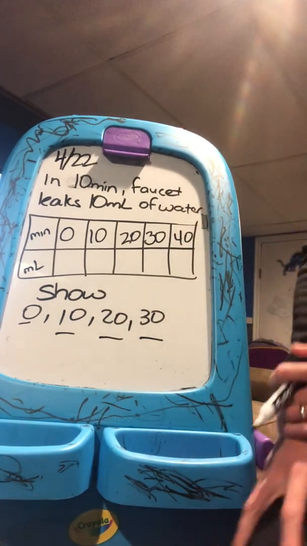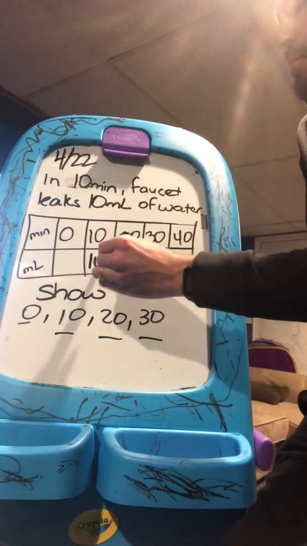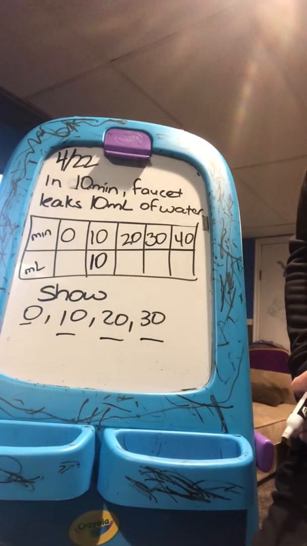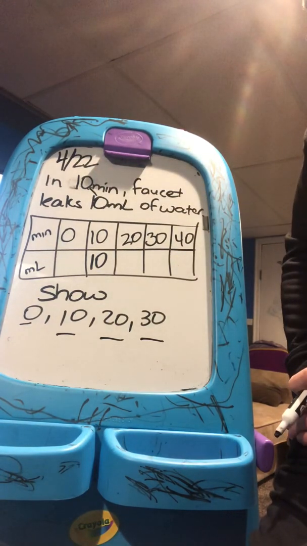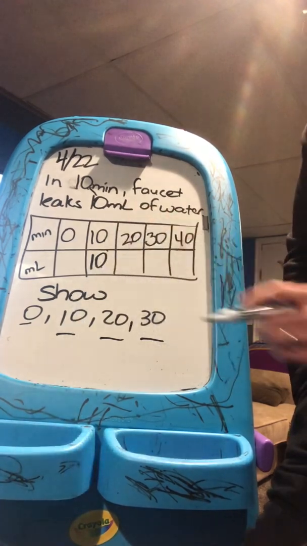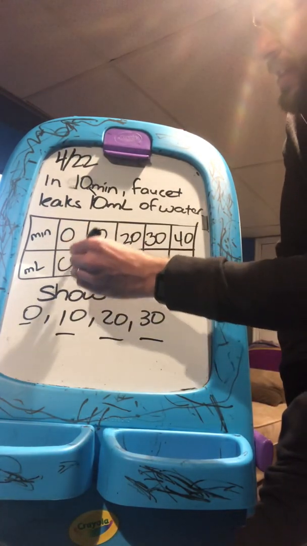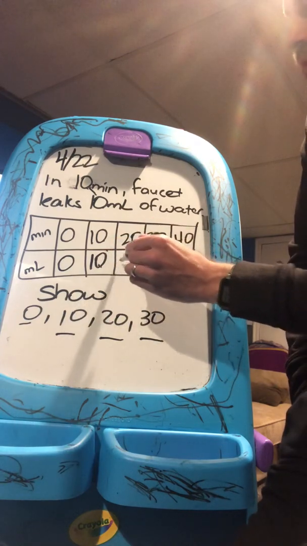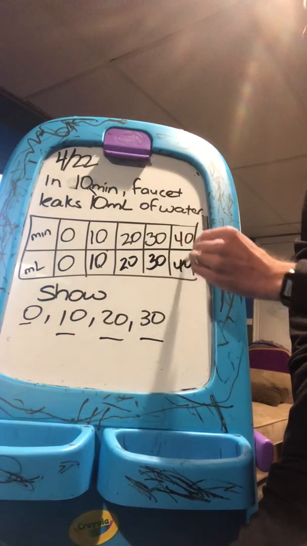Now, the formula that I know is in 10 minutes, there's 10 milliliters. Okay? So I can look at that, and I kind of know the relationship is times 1. So 10 minutes times 1 equals milliliters. That's the relationship. 0 times 1 is 0. So in 10 minutes, there's 10. In 20 minutes, or 10 more minutes, it'll be 20. This will be 30, and that will be 40.